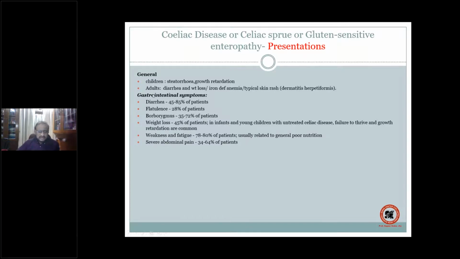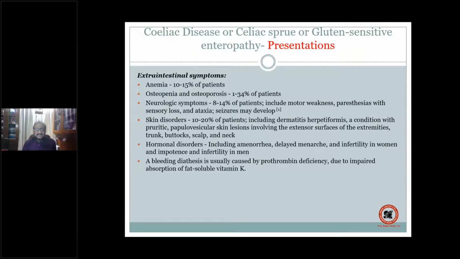But all these symptoms are very common with a number of diseases: flatulence, weight loss, weakness, fatigue, severe abdominal pain. So these are very non-specific symptoms. You can also have extraintestinal symptoms in the form of anemia, osteopenia, osteoporosis. In fact, almost all systems are involved. You can have neurological, skin, or hormonal disorders, and you can have bleeding diathesis. All could be part and parcel of celiac disease.